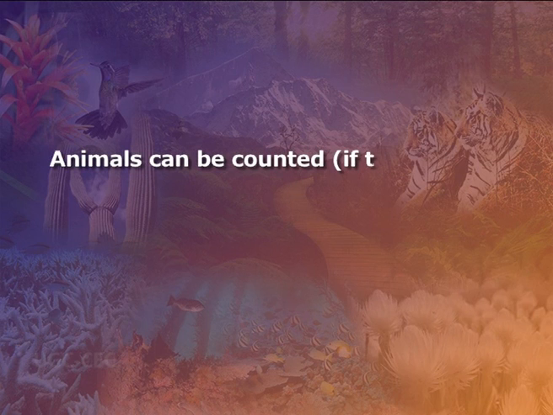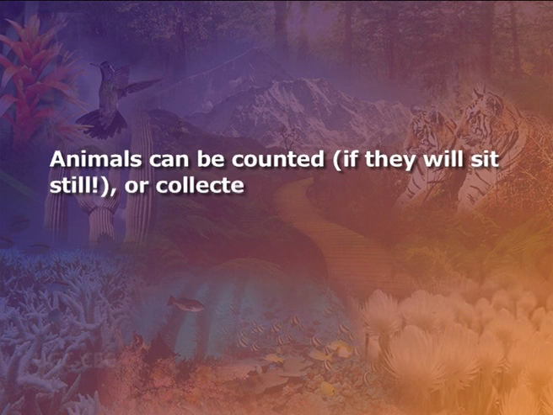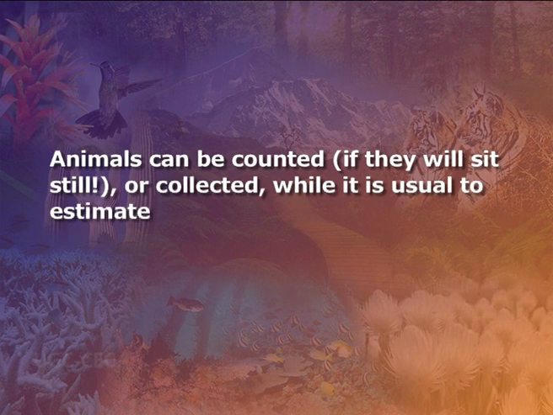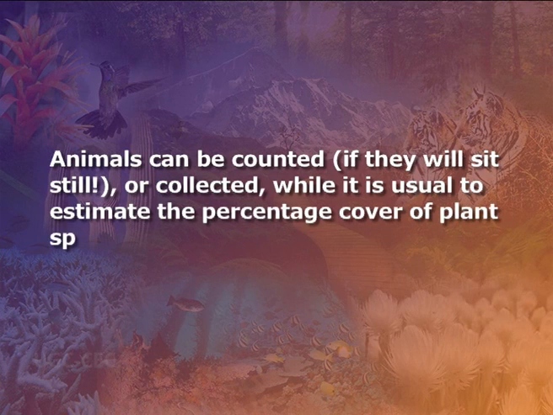Animals can be counted if they will sit still or collected, while it is usual to estimate the percentage cover of the plant species. Cover is the area of the quadrat occupied by the above ground parts of a species when viewed from above. The canopies of the plants inside the quadrat will often overlap each other, so the total percentage cover of plants in a single quadrat will frequently add up to more than 100%.